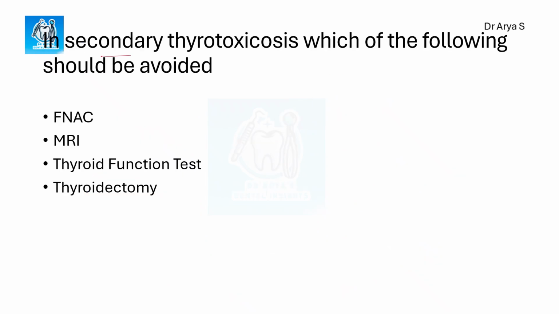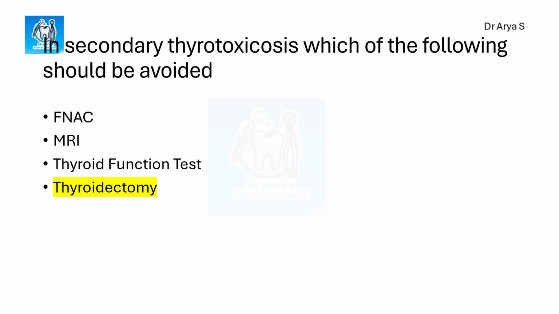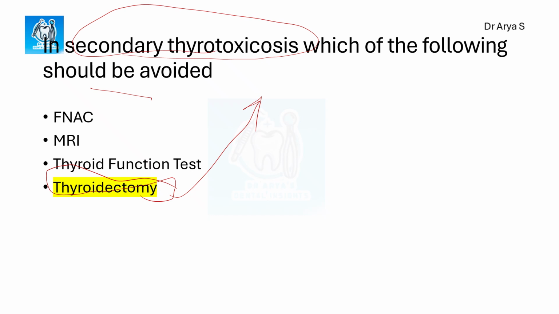In secondary thyrotoxicosis, which of the following should be avoided? Is it FNAC, MRI, thyroid function test, or thyroidectomy? Here the answer is thyroidectomy. So thyroidectomy should be avoided in secondary thyrotoxicosis patients. Okay.